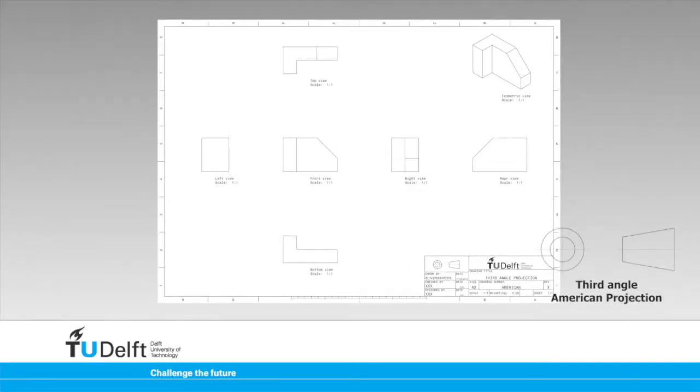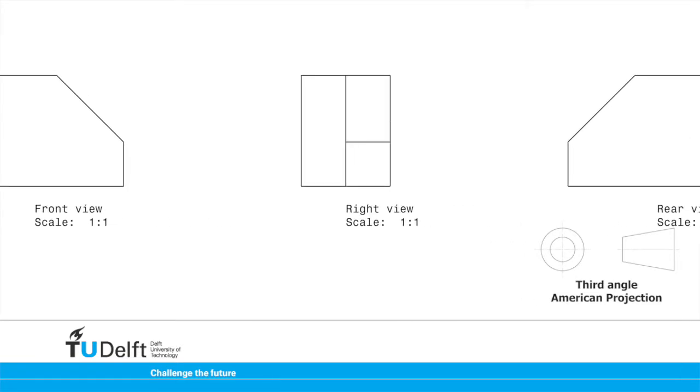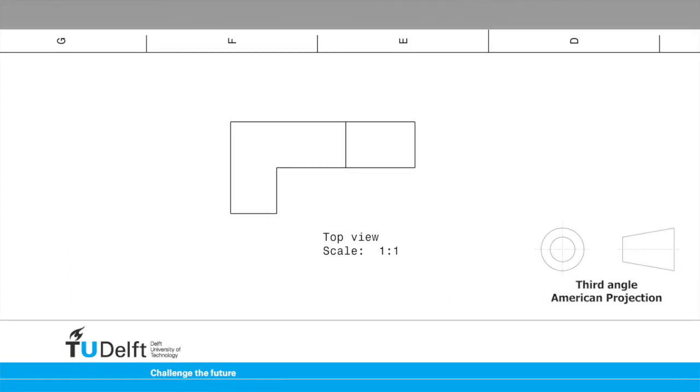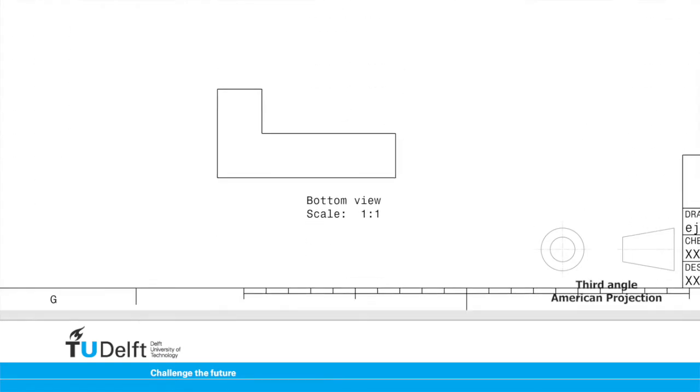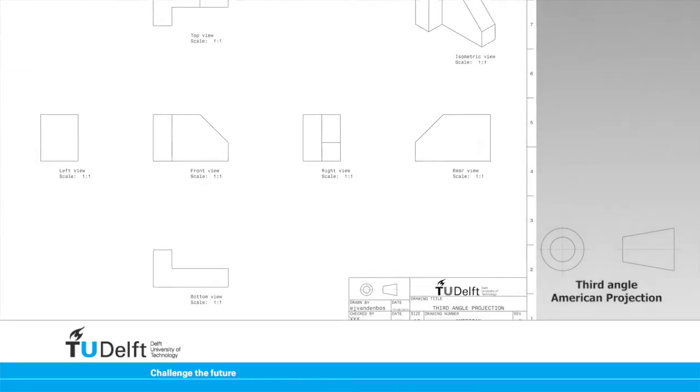Left from the front view, the left view is shown. Right from the front view, the right view is shown. At the top, you can find the top view. Below the front view, the bottom view is shown. The rear view is shown at the right of the right view.